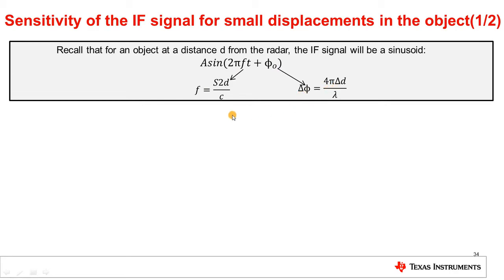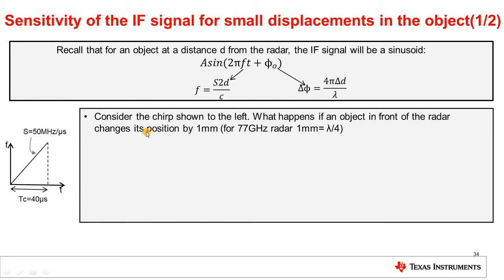We now want to understand how this IF signal changes in both frequency and phase if there is a small change in the position of the object. And by small, I mean small compared to the range resolution of the radar. So it would have to be on the order of millimeters, and let's say 1 millimeter in this example. So consider the chirp shown here. It is a chirp which has a slope of 50 megahertz per microsecond and has a time duration of 40 microseconds. What happens if an object in front of this radar changes its position by 1 millimeter?